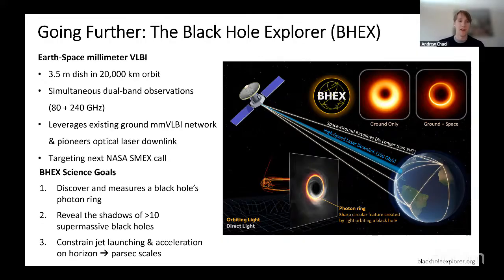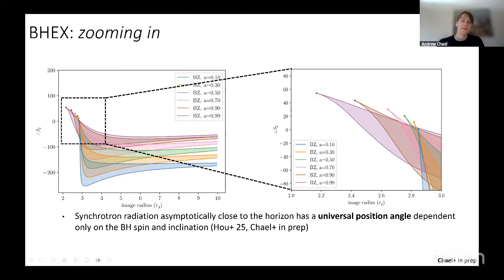looking at what we might be able to do with the Black Hole Explorer by putting a dish, a component of our VLBI network, into space, we should be able to get higher and higher resolution and begin to probe closer and closer internally into this ring. And this, I think, is very interesting because while we see evolution in the polarization on the large scales, which is spin dependent, we also see polarization evolution on small scales, which is highly spin dependent as well.